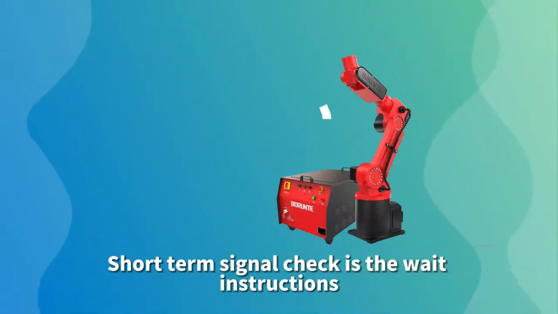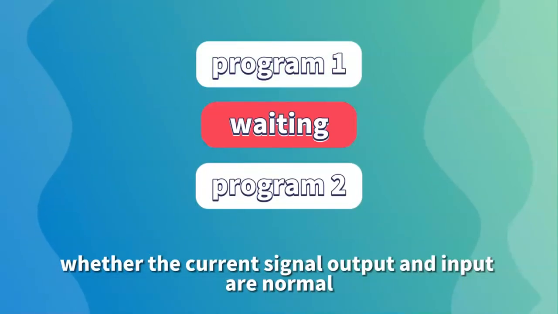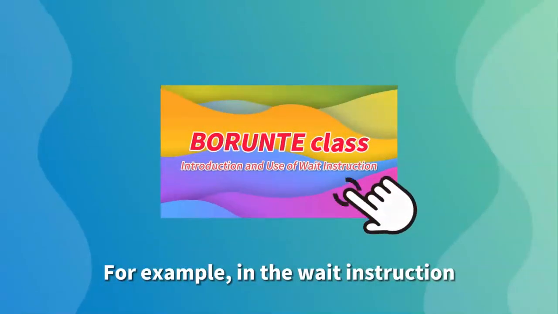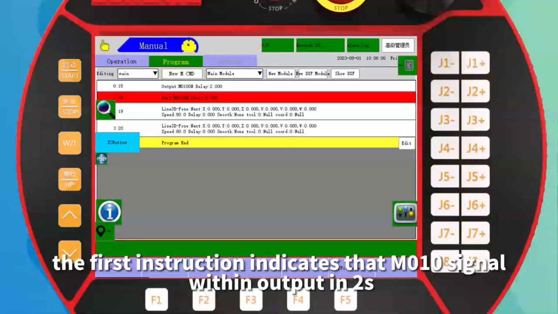Short-term signal check is the wait instructions. We can add a wait in the program line to judge whether the current signal output and input are normal. For example, in the wait instruction, we have set up a program for the robot M010 output signal, and then run the action. The first instruction indicates that the M010 signal is output.